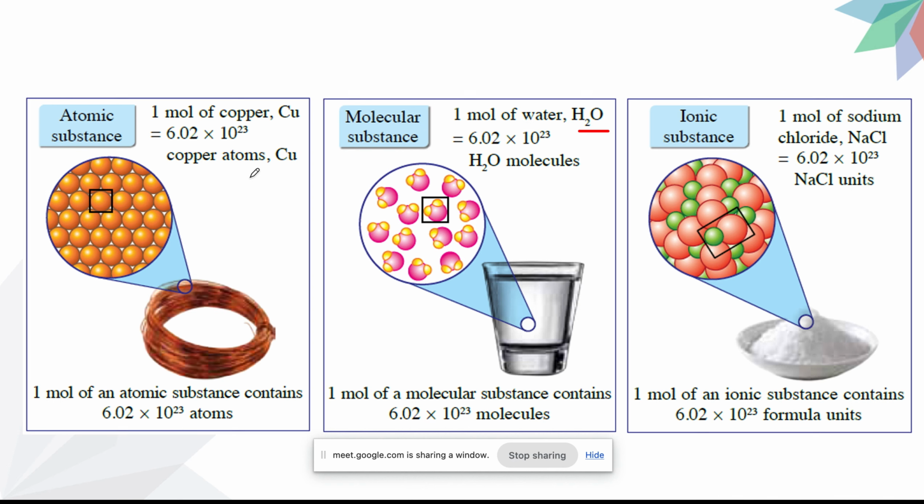Okay? So why this number 6.02 times 10 to the power of 23? Because this number is the number of atoms in 12 grams of carbon-12 isotope. Relative atomic masses, all relative atomic masses, are based on the carbon-12 isotope. They are based on what? Carbon-12 isotope. So everything is weighed based on the carbon-12 isotope.